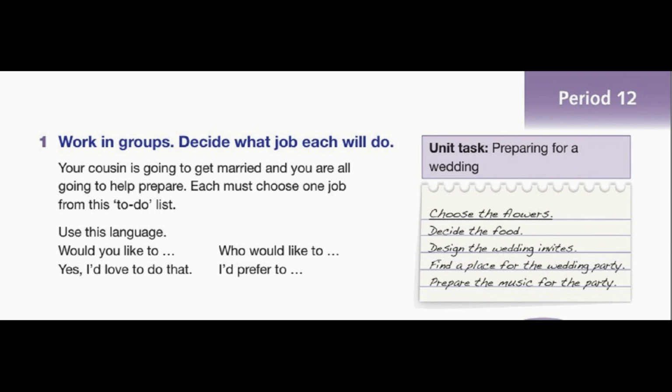Work in groups. Decide what job each will do. Your cousin is going to get married and you're all going to help prepare. Each must choose one job from this to-do list. Use this language. Would you like to? Who would like to? Yes, I'd love to do that. I'd prefer to. Unit task: preparing for a wedding.